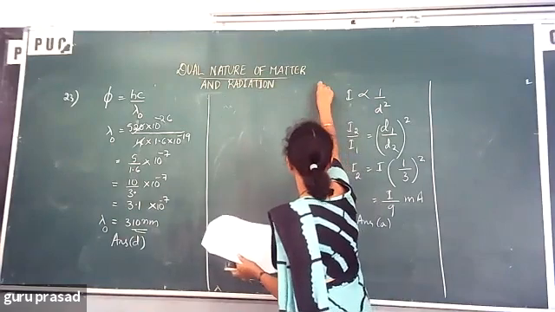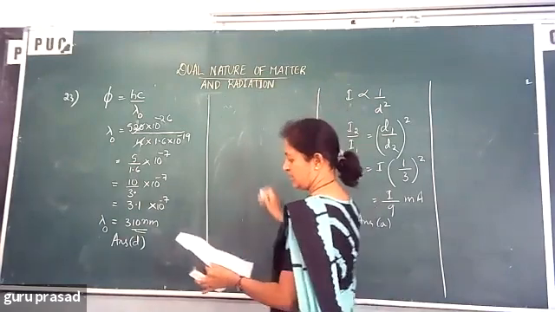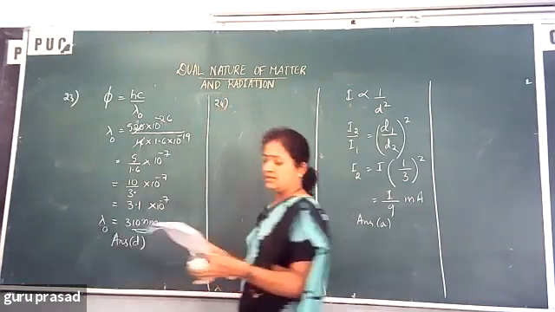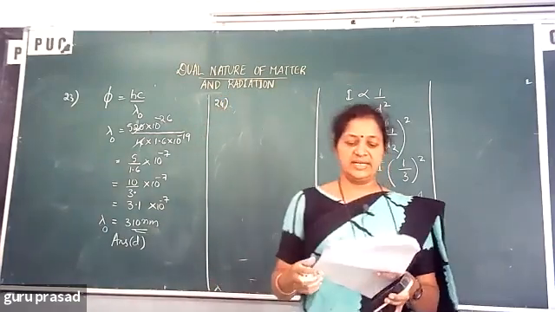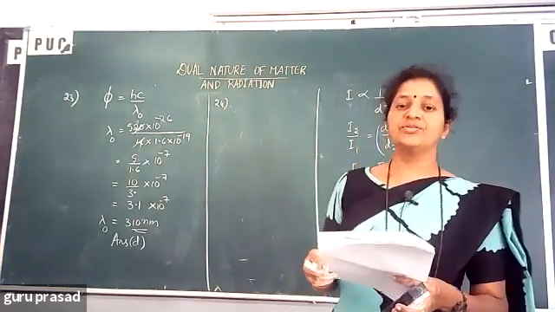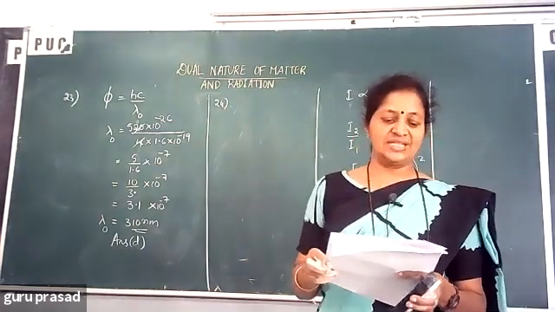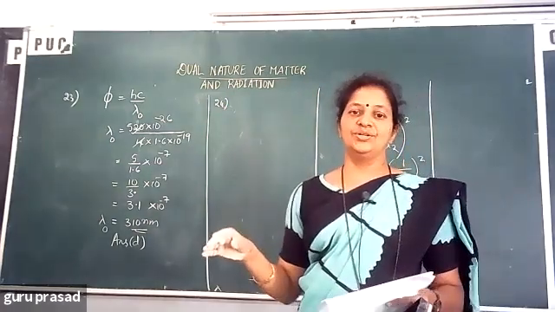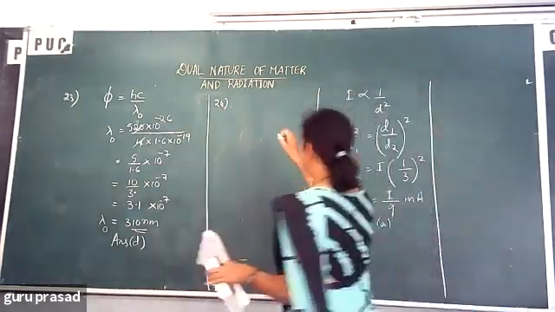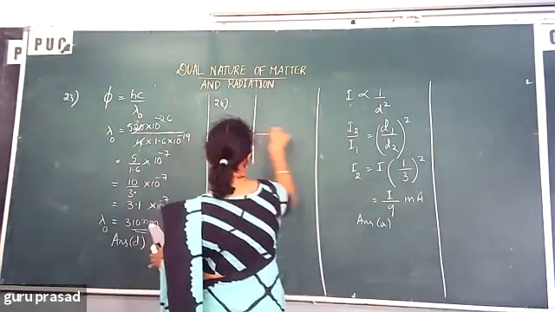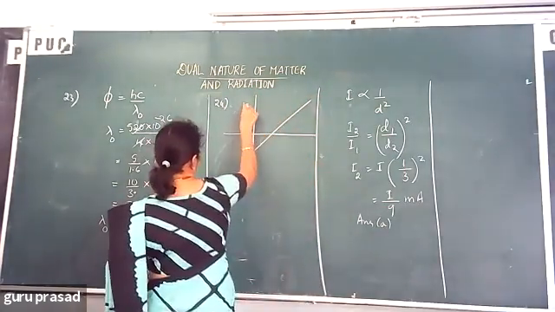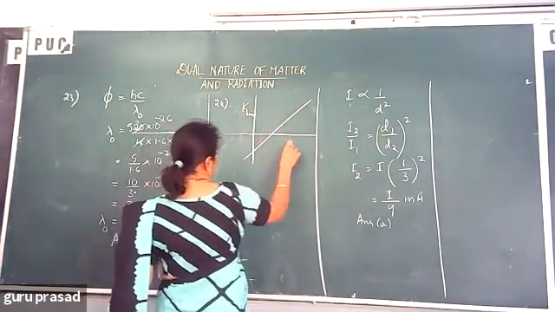Next. Question number 24. When a graph of maximum kinetic energy of emitted photoelectrons versus frequency of radiation is plotted, the intercept, I told you then, gives you what? The actual graph is like this. Maximum kinetic energy versus frequency.